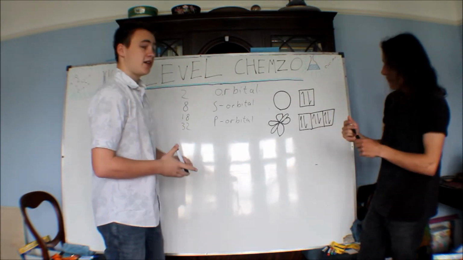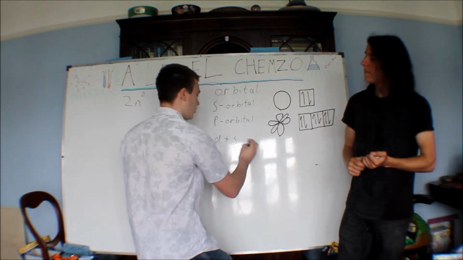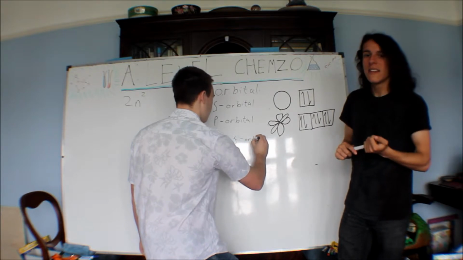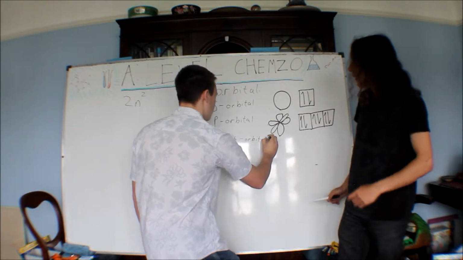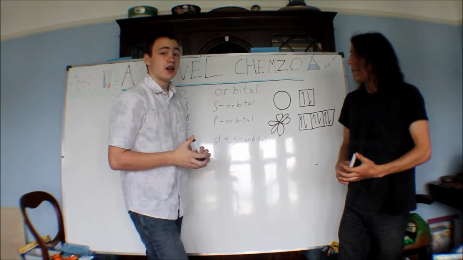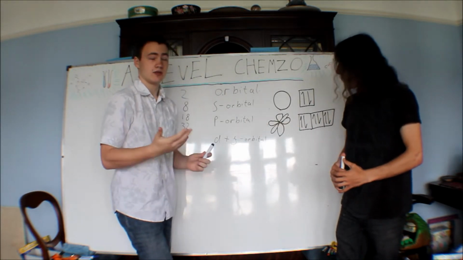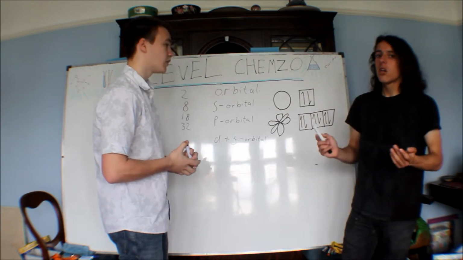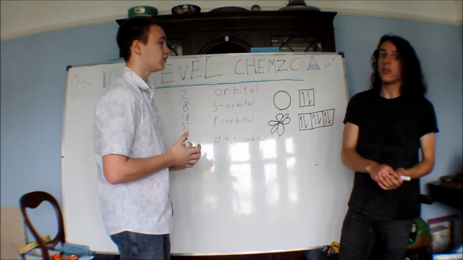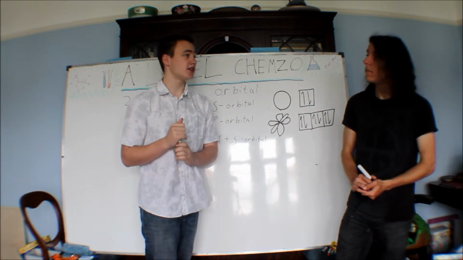You then have D and F orbitals. These are different. I'm writing them together, because you don't need to know what they look like. They're a bit more complicated. You need to know that D can hold up to 10 electrons, so it would have 5 of these orbitals, with each one holding 2. And you need to know what part of the periodic table they relate to. That's actually the next page in the book, so let's go on to that.